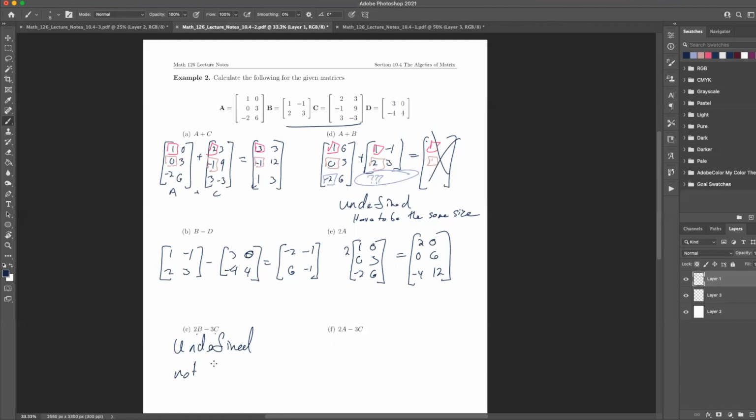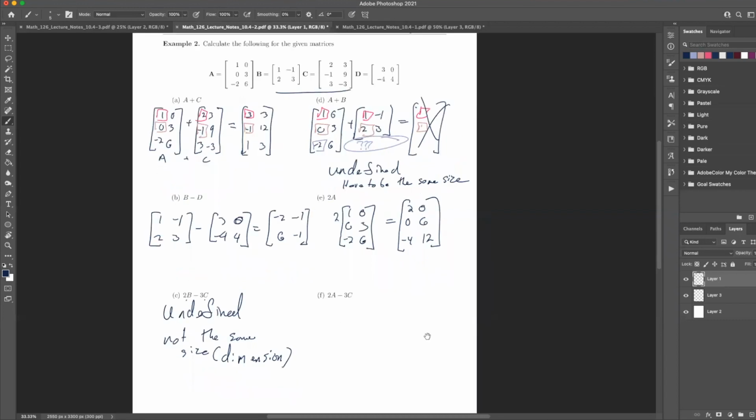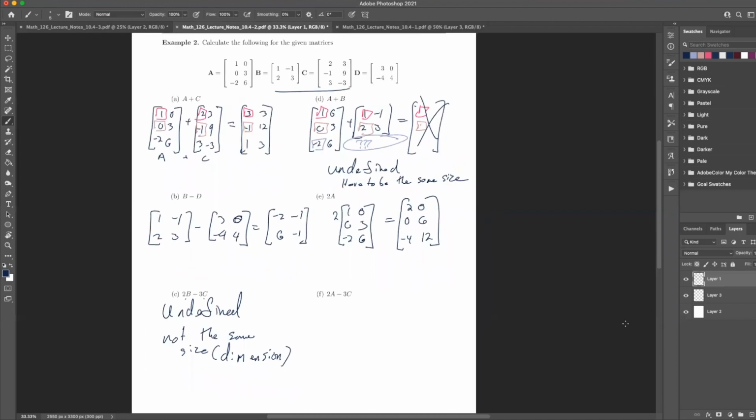Not the same size, or a better word probably for it is dimension. I can write the word dimension. That's close enough, you know what I mean. Not the same dimension. So the dimensions of the matrix, or the size, I use them interchangeably. I think dimensions is a little bit more precise.